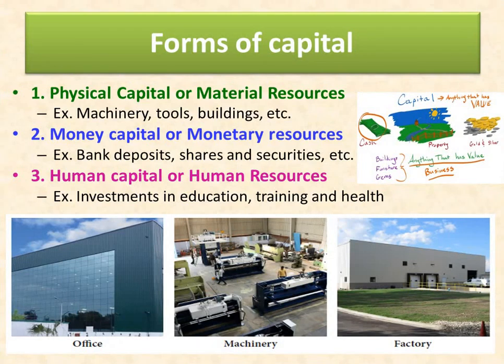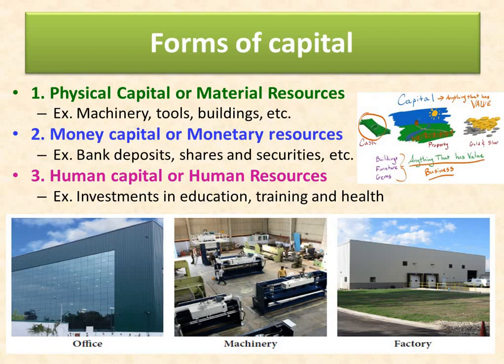There are three different forms of capital. They are physical capital or material resource, money capital or monetary resource, human capital or human resource. Physical, money, human. Material, monetary or human resource. The first one is physical capital or material resource. Examples for that are machinery, tools, buildings, etc. that you purchase for your organization. That contributes to the physical capital or the material capital.